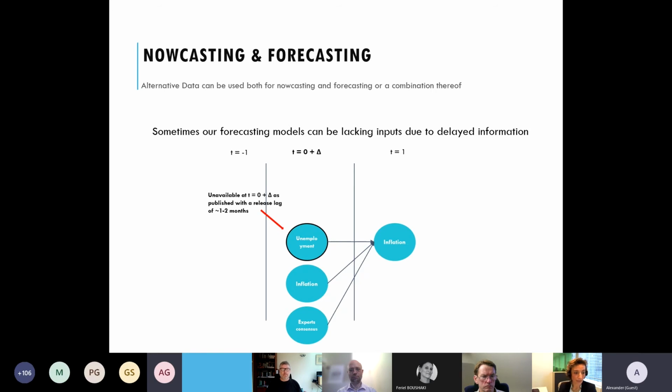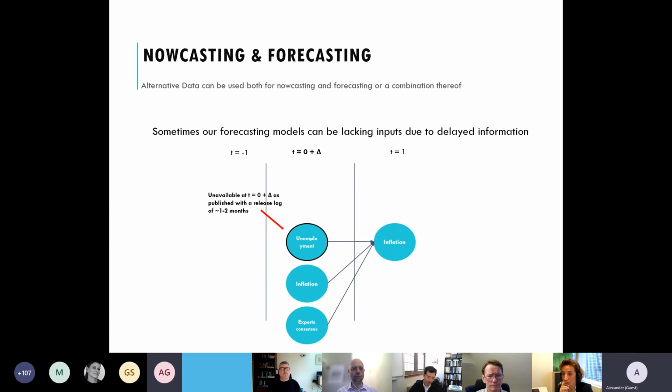Nowcasting and forecasting, slightly different concepts, but they go hand in hand. I like this inflation example, so I'm focused on inflation modeling these months. If you want to model inflation, for example, one period ahead, use certain variables like past lags of inflation, expert consensus, which can be considered an alternative data set, it's crowdsourced data, and you might want to use unemployment, but unemployment is not available as of today. So if you want to make a prediction as of today of inflation, let's say 1 year ahead, you're missing some of the variables.